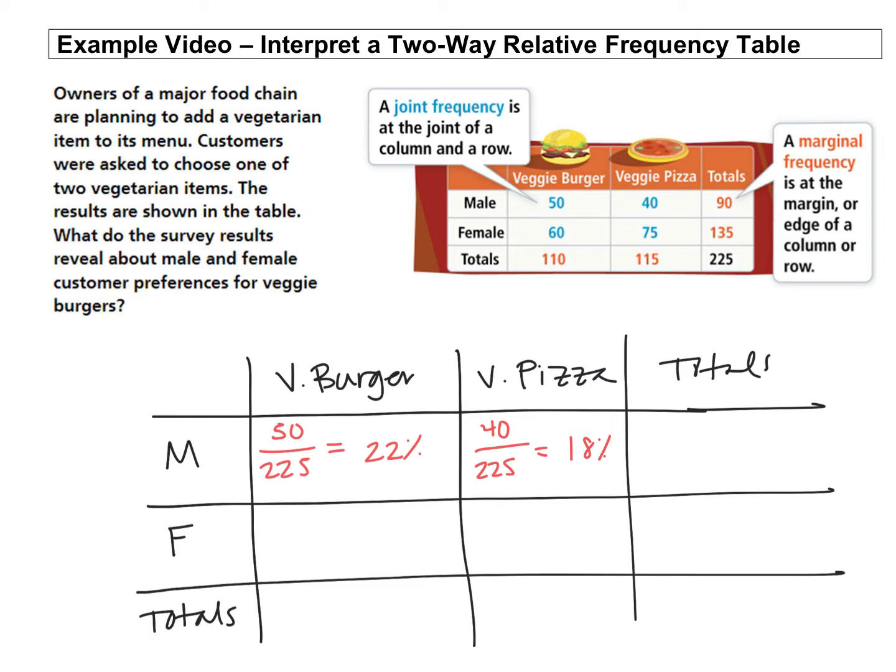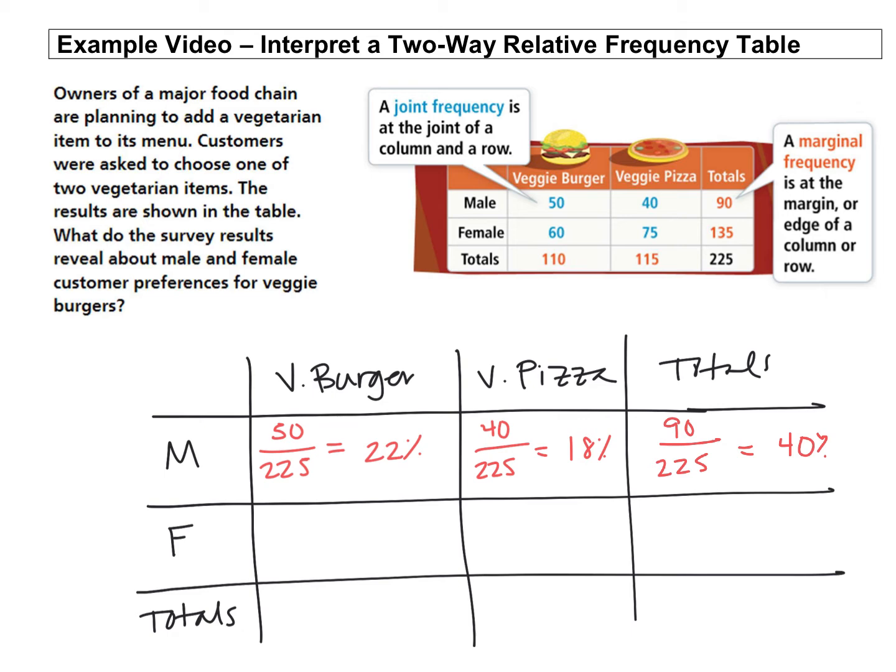So for the total, if we add, we had 50 plus 40 gave us 90. So that 90 out of our total 225 gives us about 40%. So about 40% of the males... Sorry, not 40% of the males. About 40% of the total were males, and they chose either the burger or the pizza.